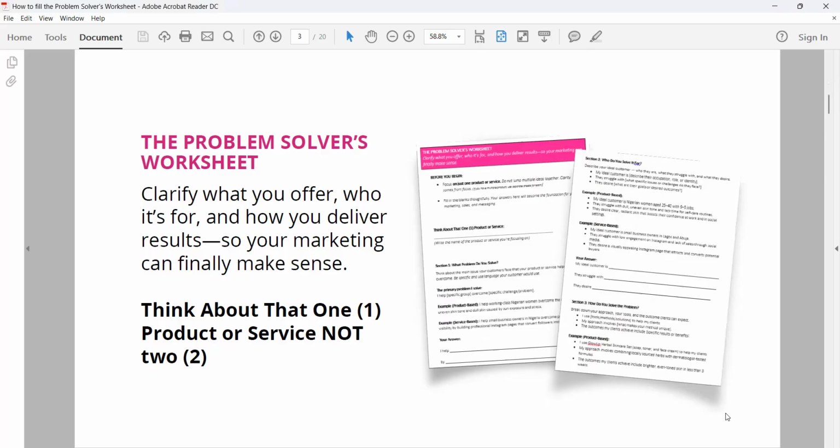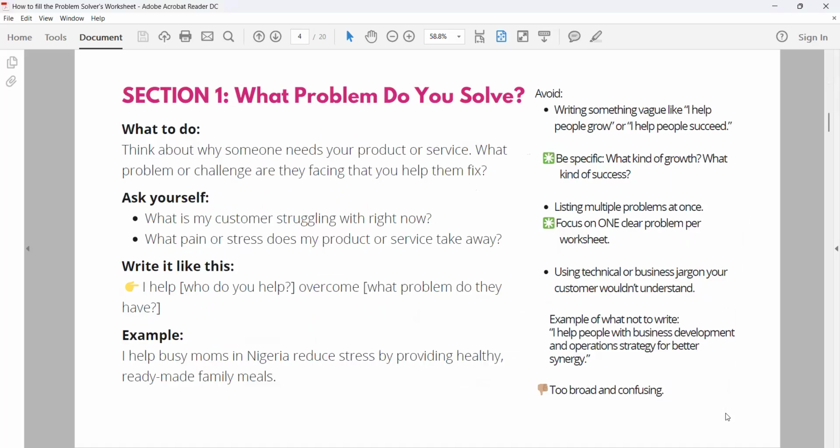But before you go on, I would like you to understand that you are supposed to focus on just one product or service. If you have multiple products and services, please don't lump them together. Just one product and we are good to go. So I'm going to show you mine as an example.